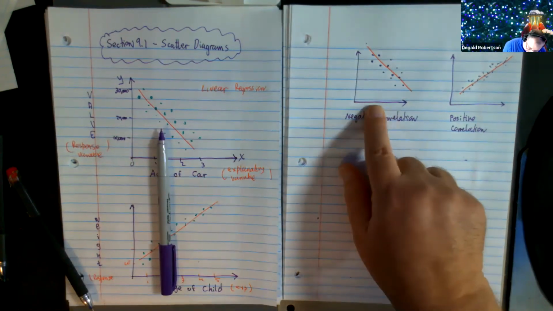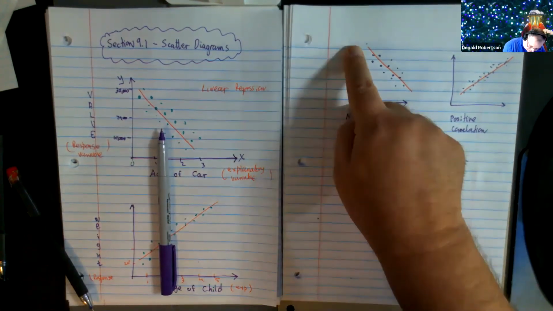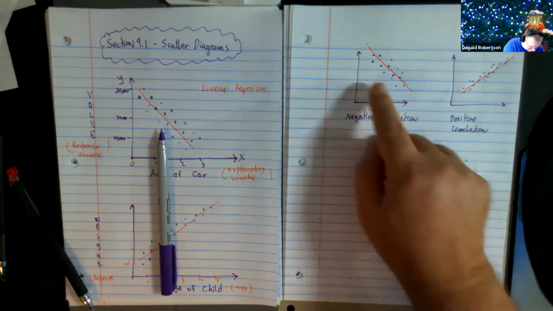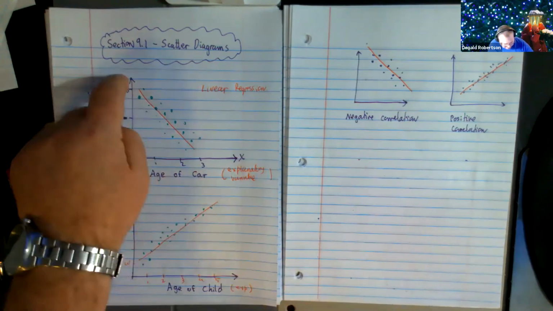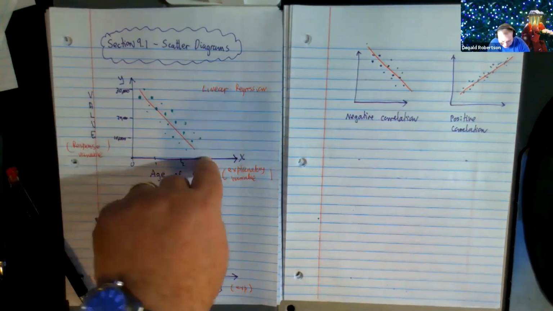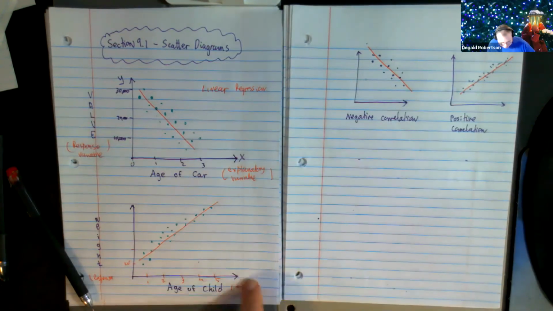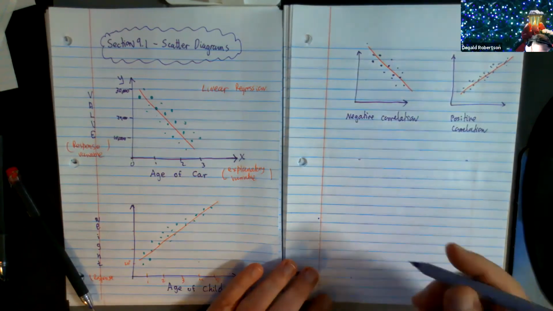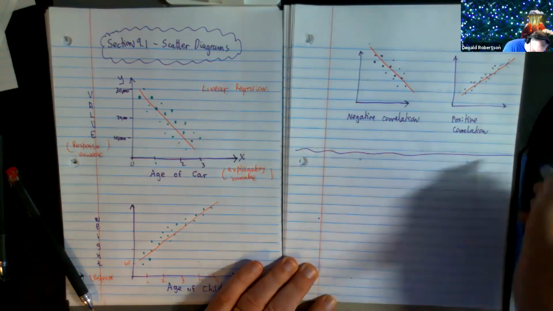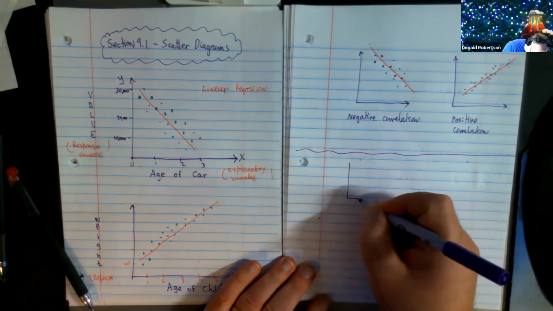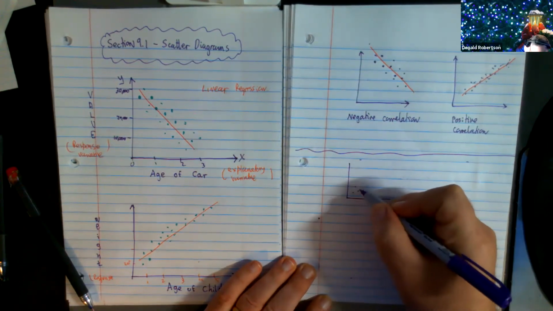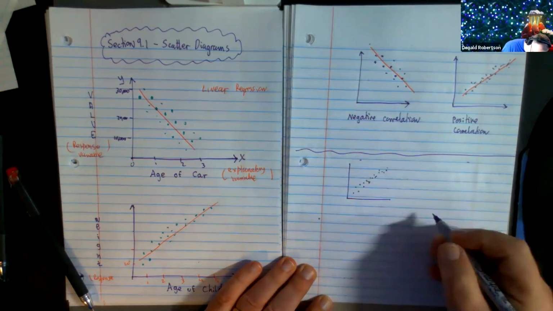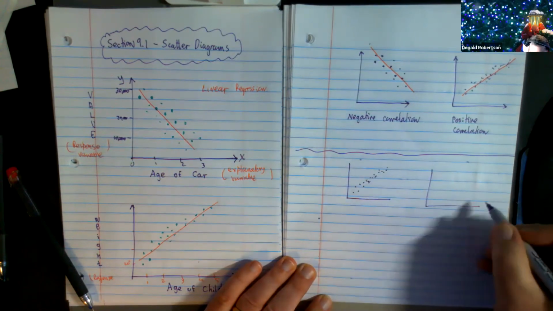So in this case, as the X gets bigger, the Y gets smaller. That might be age of car, for instance. Can you see that's negative correlation? And here it is positive, right? As you get older, you tend to get taller, up to a point. Now, the next thing that we deal with is the strength.